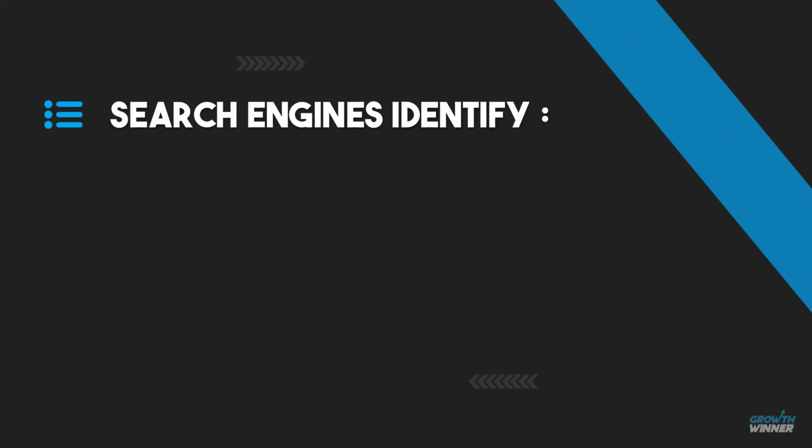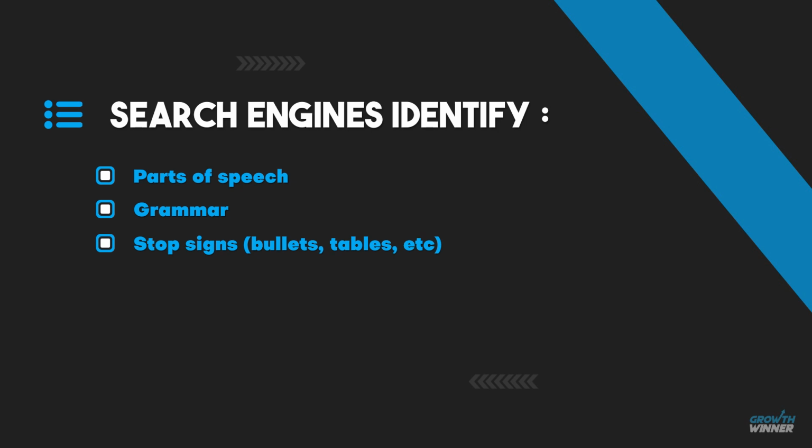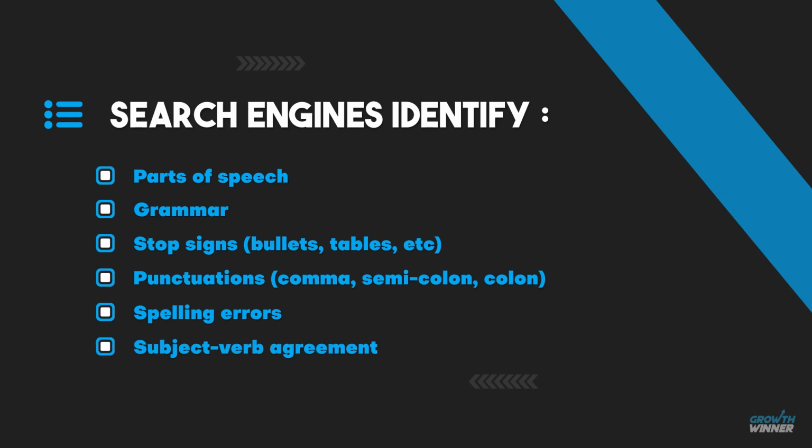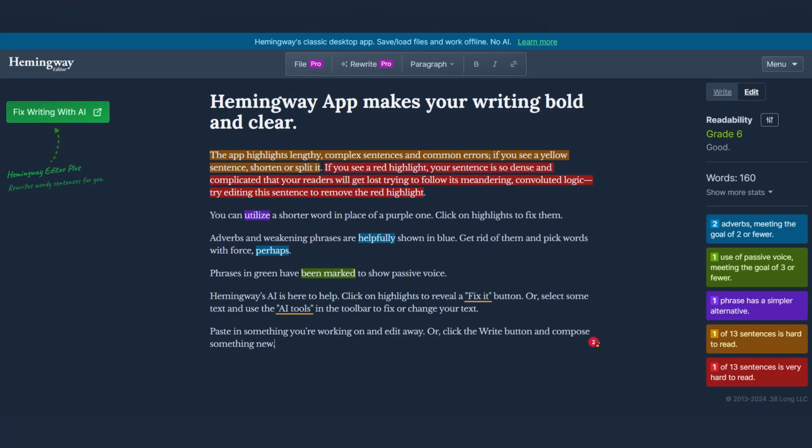Using NLP, search engines identify parts of speech, grammar, stop signs like bullets, tables, punctuations like comma, semicolon, colon, spelling errors, subject-verb agreement, symbols, and so on. As a part of this, since it can understand the context and correlation among different sentences of the words, so does the readability. I make sure to check readability using Hemingway App to make it more readable. Normally grade 7 to 8 based on the target audience.